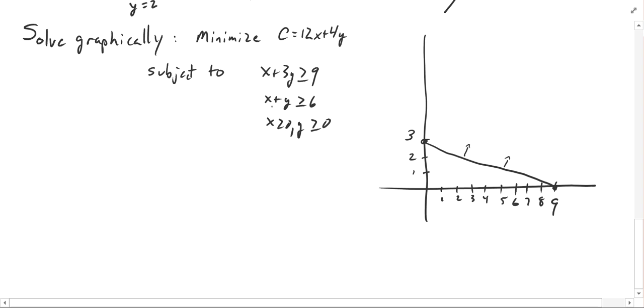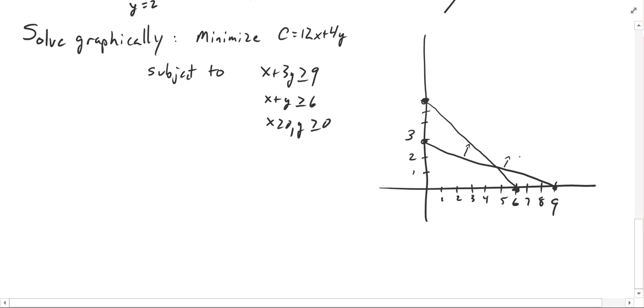All right, the next inequality says that x plus y is greater than or equal to 6. So if x is equal to 0, y would equal 6. We're going to cross the y-axis at 6, and we're going to cross the x-axis at 6. So 0, 6, and 6, 0 is that equation as well.